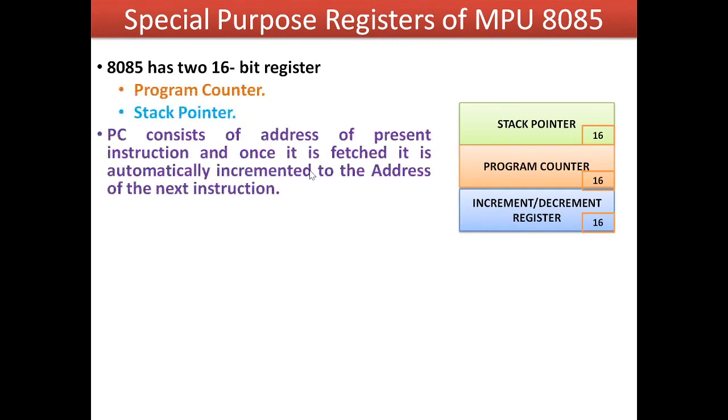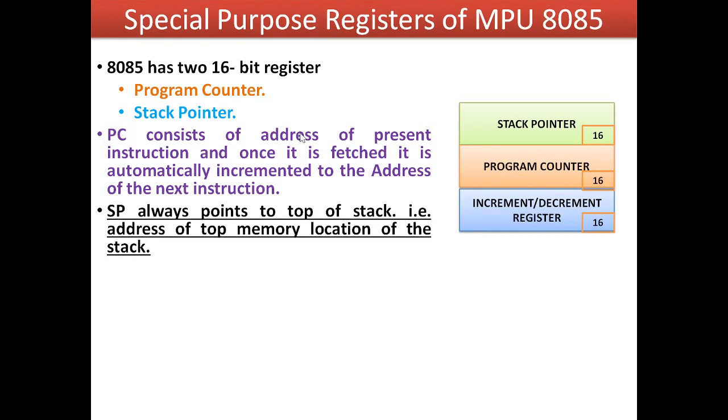Now, what is the program counter? The program counter basically contains the address of the present instruction that is being fetched, and once it is fetched into the system, it automatically increments to the next address, the next location of the address of the next instruction.